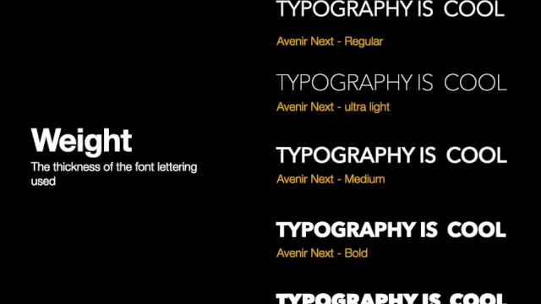Other than that, the next thing to keep in mind is something called weight. Weight is basically the thickness of font lettering used. Look at how a single typeface called Avenir has different kinds of fonts. Avenir regular, Avenir Next Ultralight is different, Avenir Next Medium is different, and even bold and heavy or black is gradually thicker. These are some basic categories of font weights. So whenever they say you need to adjust the weight of a font, it literally means changing the thickness of the strokes.